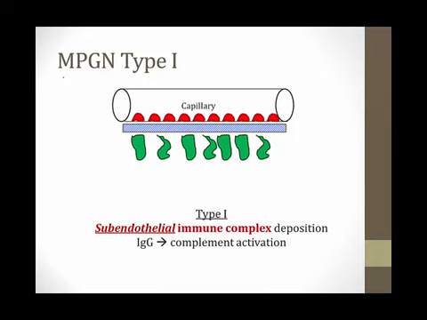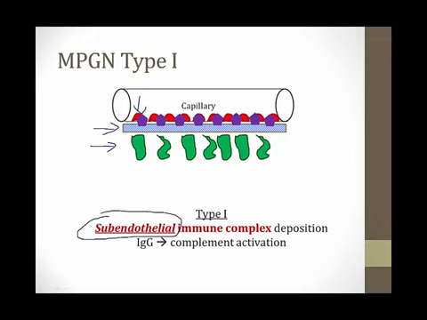Shown on the screen is a drawing of a glomerular capillary, including the three elements of the capillary wall. In red are the endothelial cells, in blue is the basement membrane, and in green are the podocytes. The pathophysiology of MPGN type 1 involves subendothelial immune complex deposition. Immune complexes, which include IgG antibodies, are shown in purple in my drawing beneath the red endothelial cells. These immune complexes deposit in the subendothelial layer.